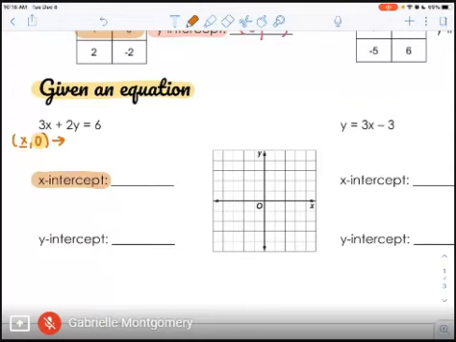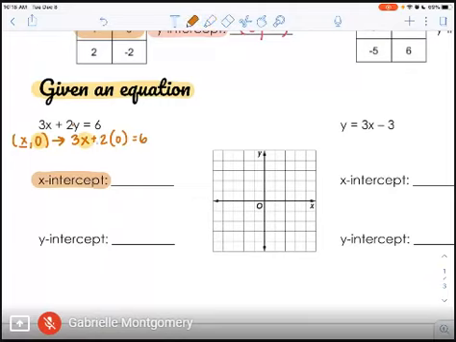Copy this equation down. 3, what am I plugging in for x? I'm just plugging in x for x. So 3x plus 2 times, instead of y, I'm plugging in 0. So 2 times 0 equals 6. The only variable that I have is x, so I should be able to solve for x using algebra.